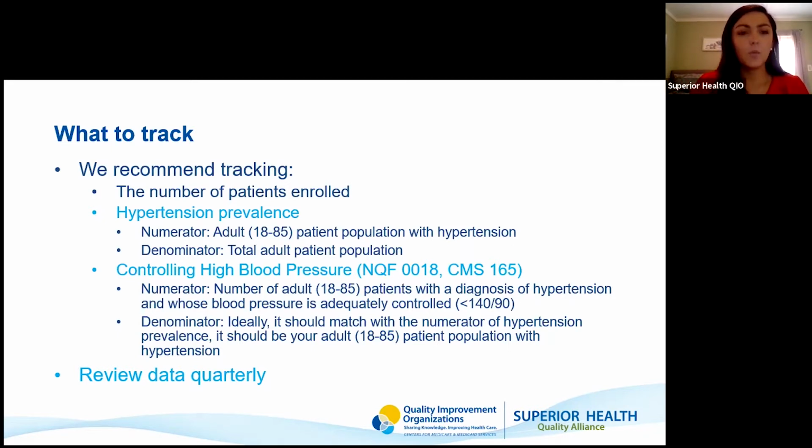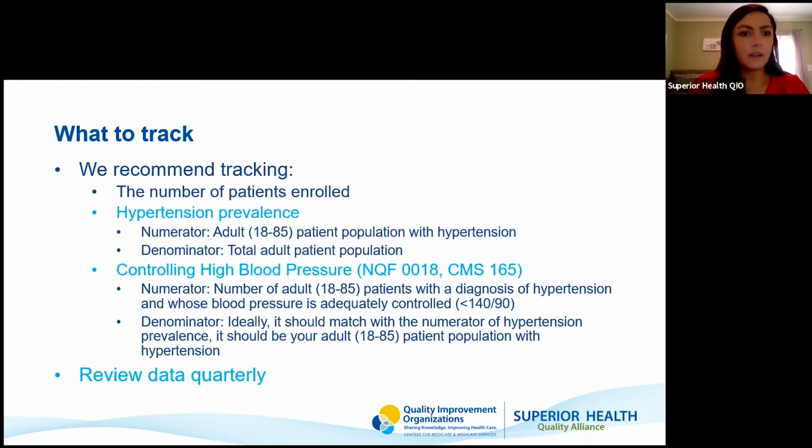hypertension prevalence, which would look at the numerator as the adult or 18 to 85-year-old patient population with hypertension, and the denominator being your total adult patient population. So putting those together would give you that hypertension prevalence.